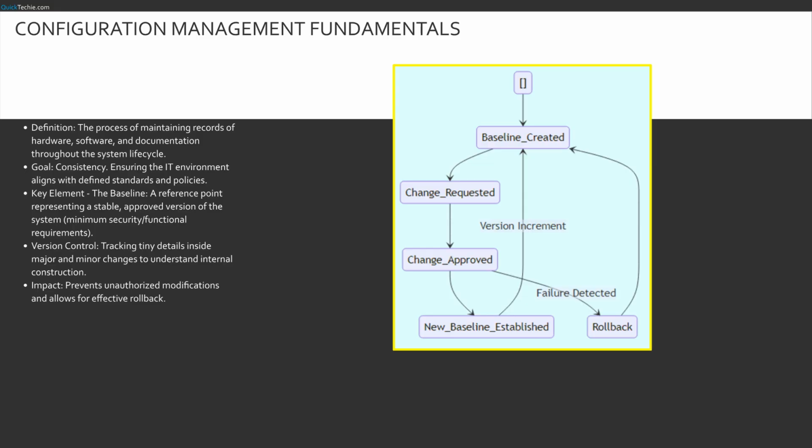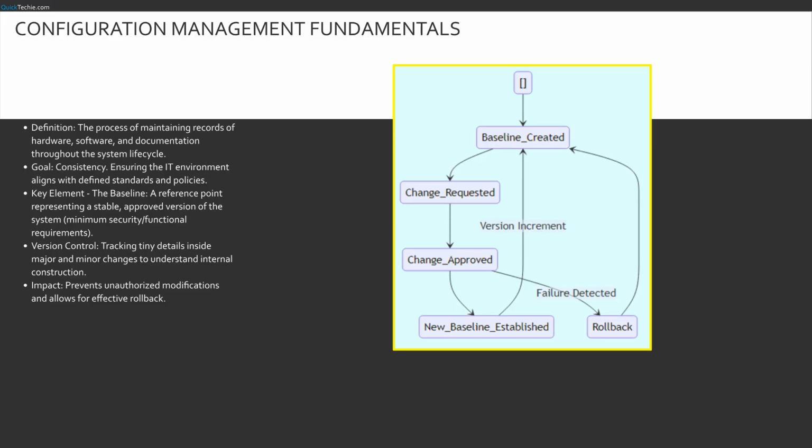Now let's talk about control. How do we stop a system from drifting into chaos? We use configuration management. This is the accounting of the IT world, maintaining detailed records of every hardware component, software version, and configuration setting. The heart of this concept is the baseline. A baseline is your stable, approved reference point. If a server crashes, the baseline tells you exactly how to rebuild it.